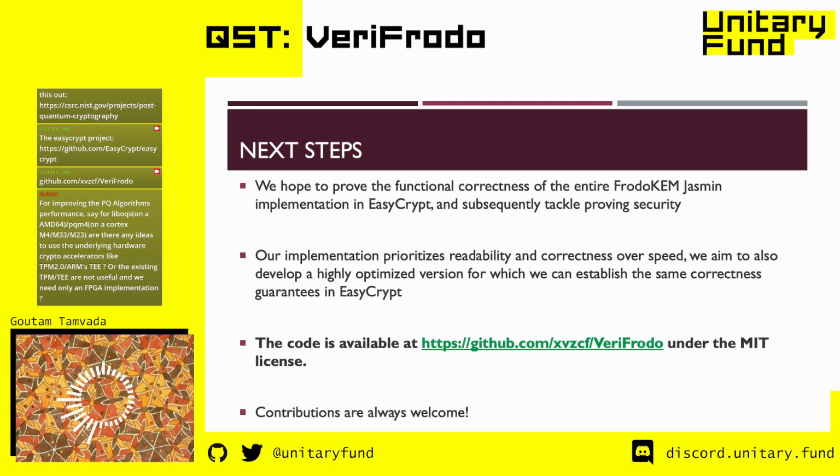As for skills that people would need, there's some work to be done on the Jasmin side in cleaning up the code and optimizing it, making it more optimal. So there's some implementation work to be done there. On the EasyCrypt side, there's a little bit more of a learning curve, but if people have some knowledge about Hoare logic and program verification, that might make it easier for them to contribute to the EasyCrypt work.